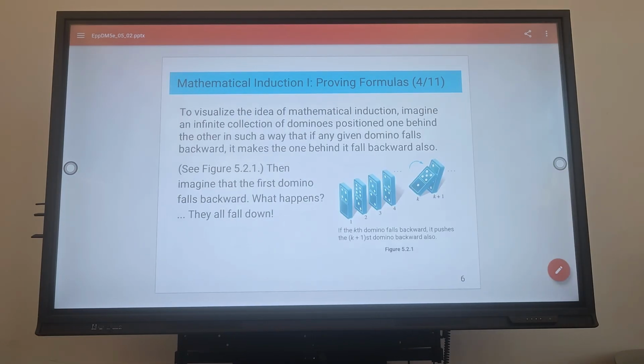To visualize the idea of mathematical induction, imagine an infinite collection of dominoes positioned one behind the other in such a way that if any given domino falls backward, it makes the one behind it fall backward as well. Then imagine the first domino falls backward. What happens? Well, they all fall down eventually. If the kth domino falls backward, it pushes the (k+1)th domino backward as well.